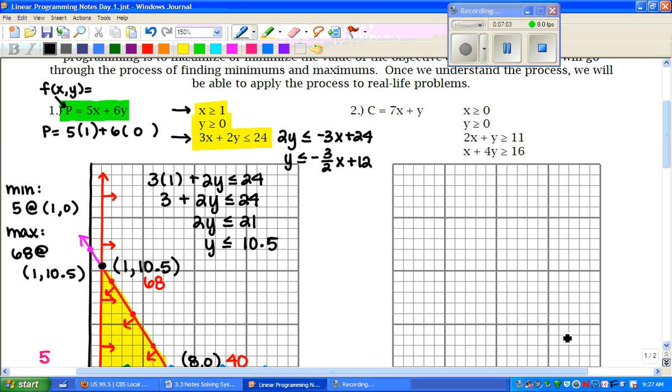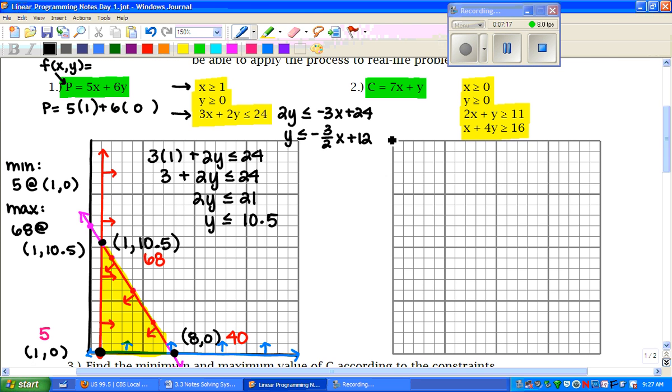If I go over to problem number 2, my objective quantity I will highlight in green, and my constraints are all of the inequalities. I know because this is a real world problem that my y-axis is going to go over on the left because I cannot have negative values, and my x-axis is going to go down on the bottom.